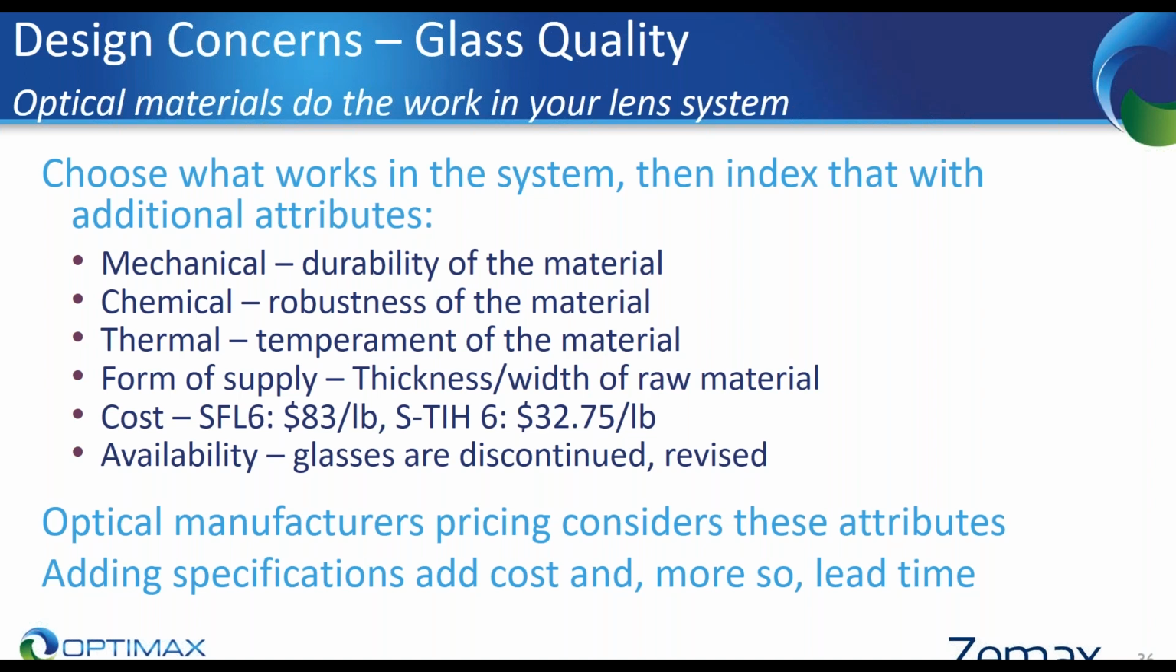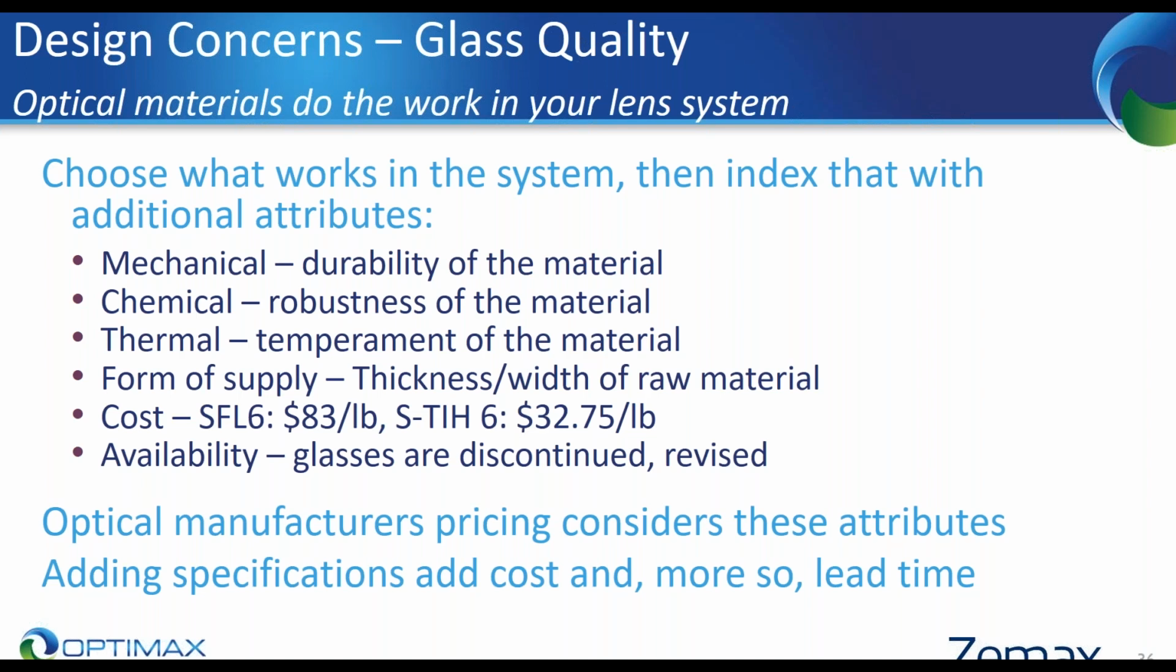Okay, so next, some of the design concerns with glass quality. Optical materials do the work in your lens system. Make sure that you fully understand why you're choosing them, and first and foremost you want it to perform. Performance is key, so you want to make sure that you're picking the optical material that will work the best in your system, and then the recommendation is to index that with other attributes.